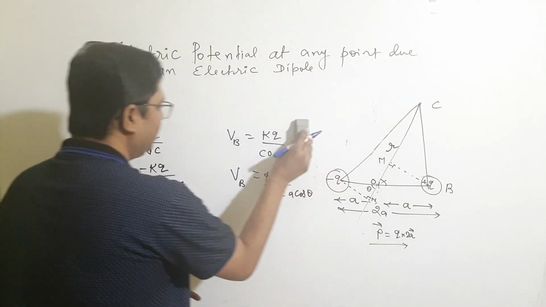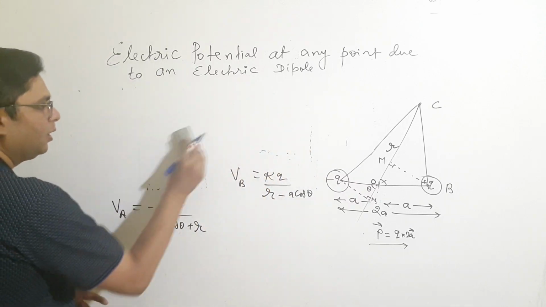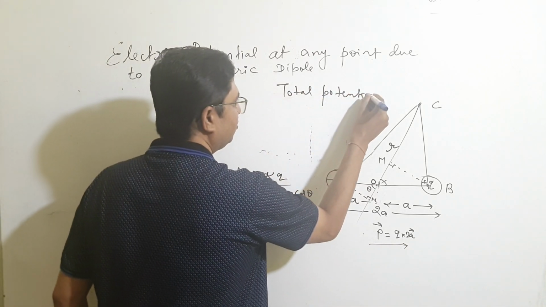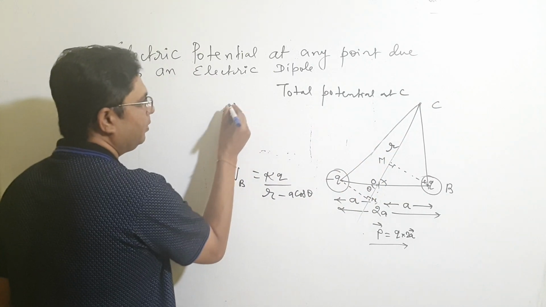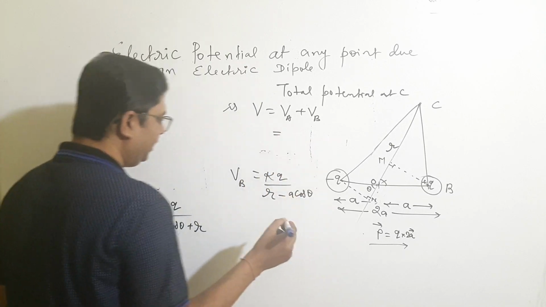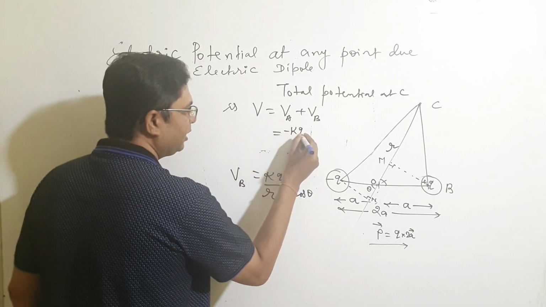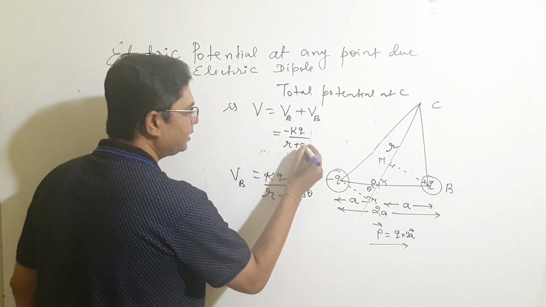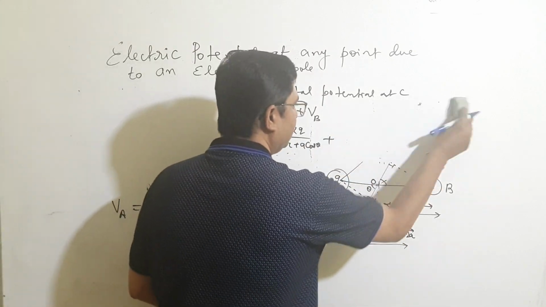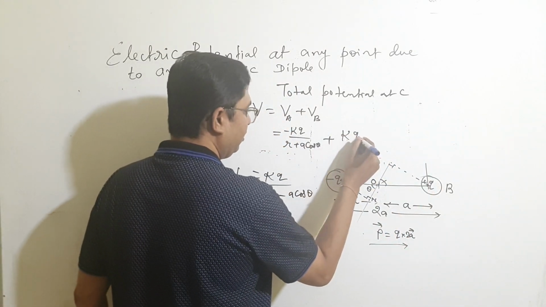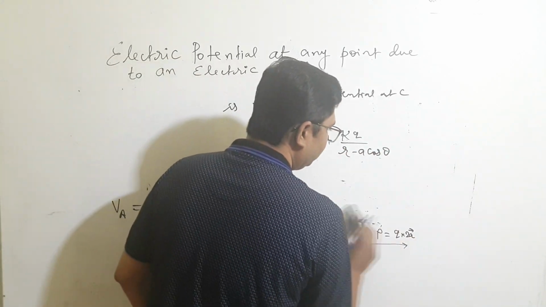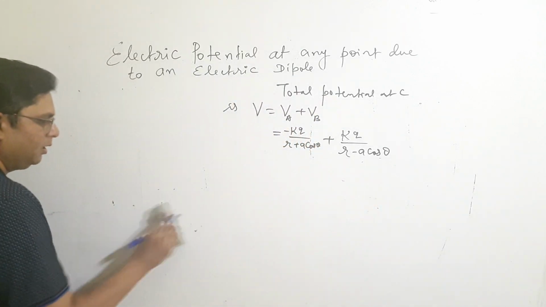So the total potential at C is V, which equals VA plus VB. Put the value of VA, which is minus KQ upon R plus A cos theta, plus KQ upon R minus A cos theta. These are the two values. We have to simplify them.